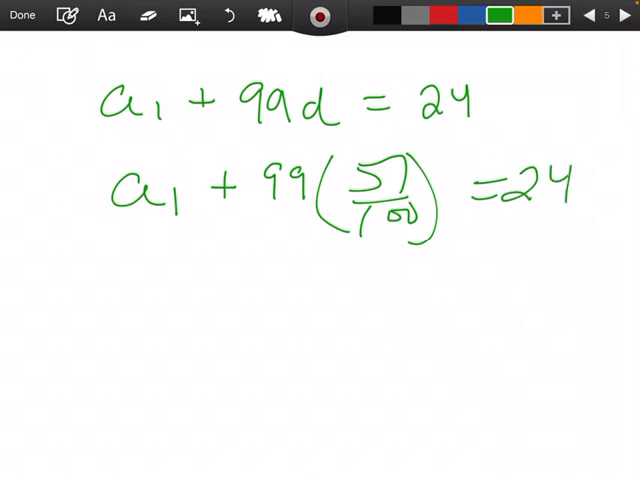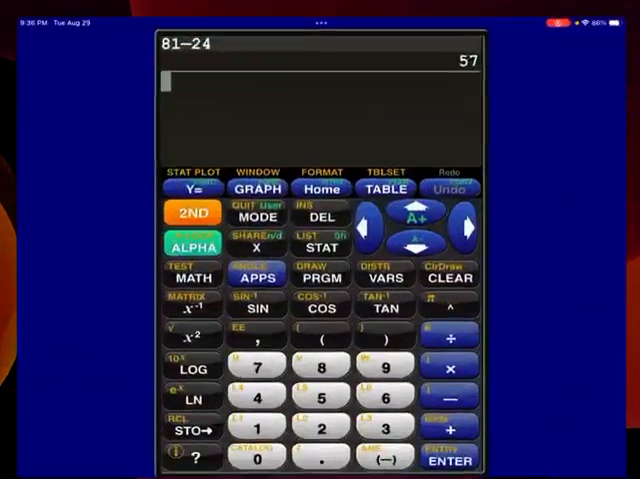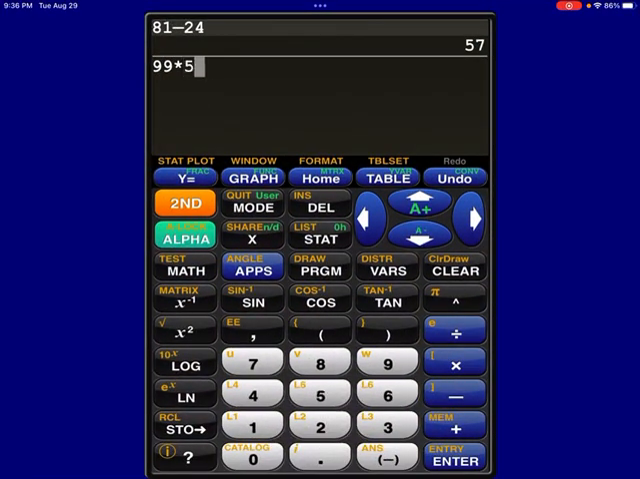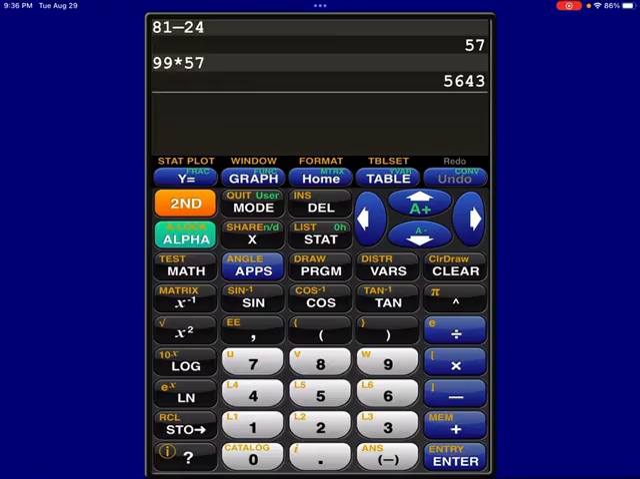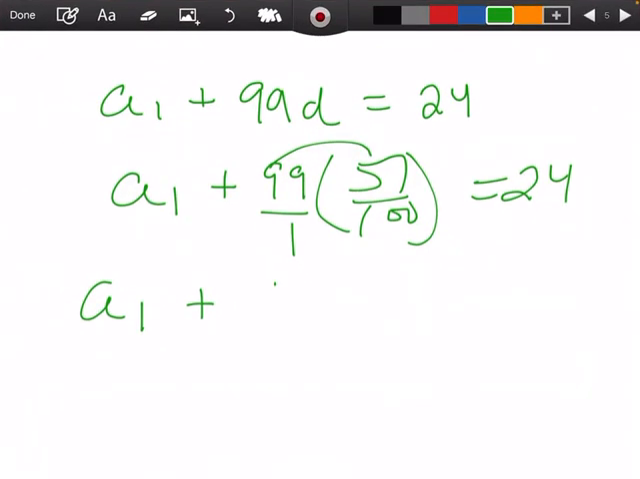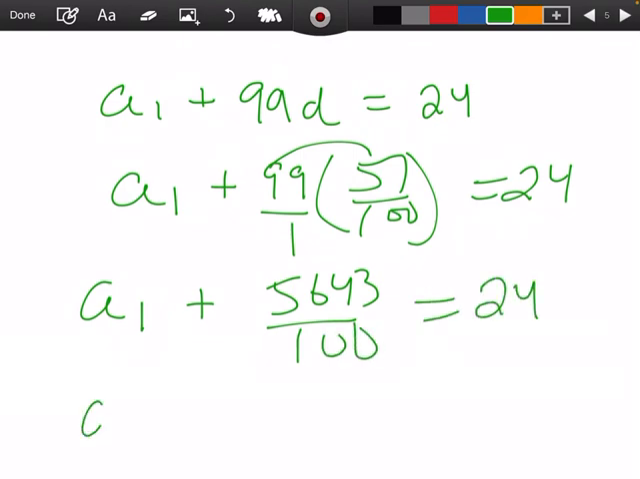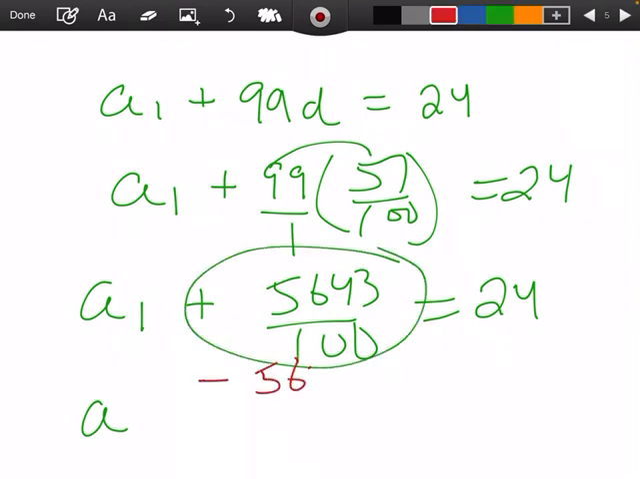A1 plus, I can think of that as 99 over 1, so I want to figure out what 99 times 57 is. 99 times 57 is 5,643. So 5,643 over 100 equals 24. Now, what I want to do is move this over, so I'm going to subtract 5643 over 100 on both sides.